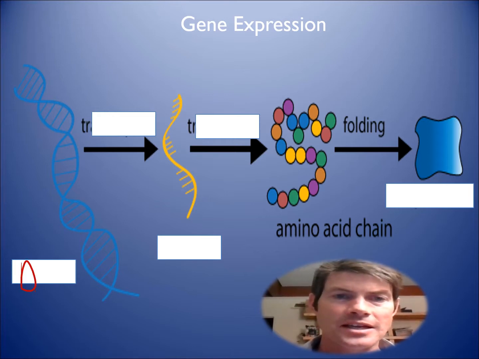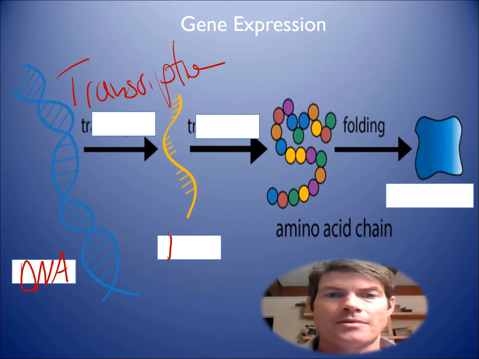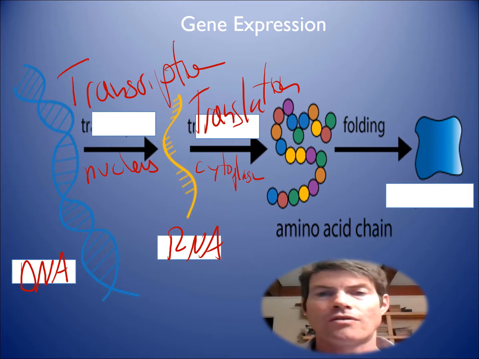You start out with DNA, and then you go through something called transcription. And that makes RNA, and that leads to translation. And just to kind of talk about this, transcription happens in the nucleus. Translation happens in your cytoplasm. And then it folds up your polypeptide and eventually becomes your protein.